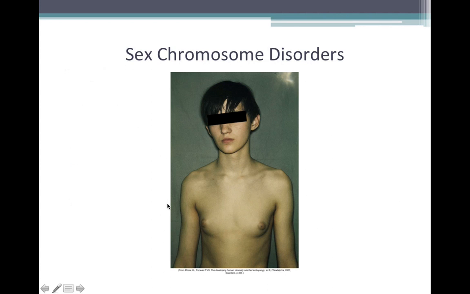So on this slide is shown an example of Klinefelter syndrome, and this would be a genetic male with an XXY genotype. If you look at this person, they have more of a female body type. Shoulders are less broad, there's not as much body hair as you can see, and some breast development. So this is called Klinefelter syndrome.